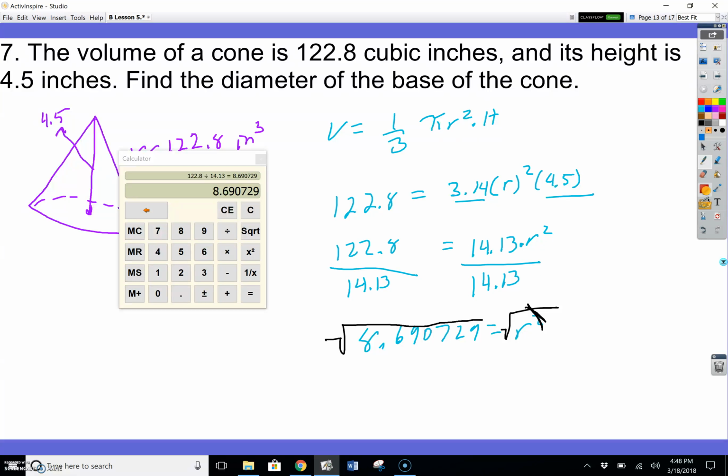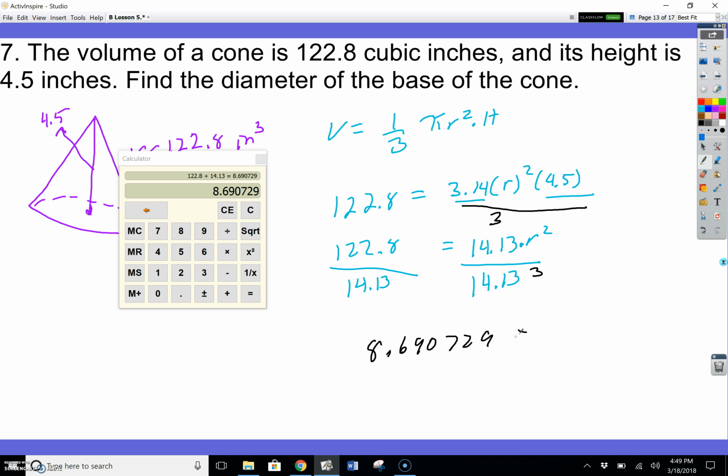Now I just realized I made one mistake. Let's take a step back, because I forgot one important thing. I forgot that 1/3, so there's a division by 3. If I were to solve this, I would have 8.690729 is equal to r squared over 3. That's the 1/3 from the cone that I forgot to take into account.